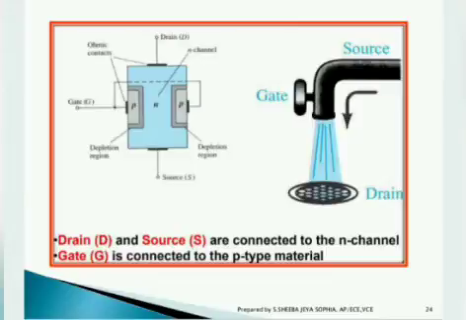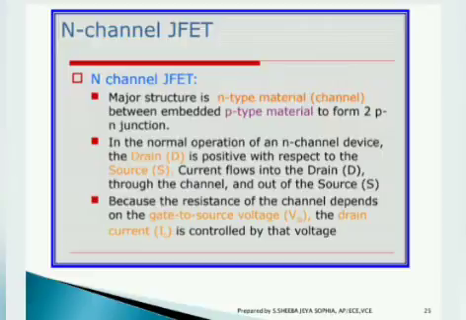And moving to the real-time example, this is one of the water analogy mechanisms of our JFET working. That is, source creates the input and drain controls the flow of current, and based on that, the output is drained and extracted at the output side. So drain and source are connected to the N channel and gate is connected to the P-type material. So in N channel JFET, as we have seen, there are two types, N channel and P channel JFET.